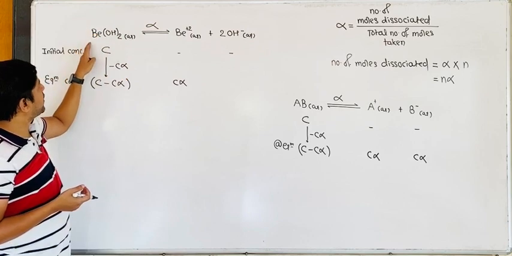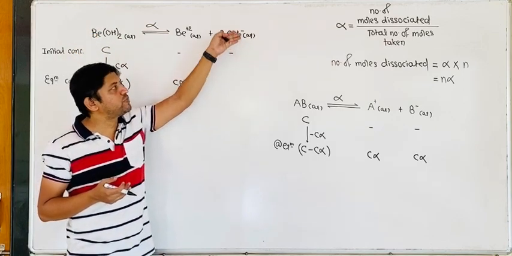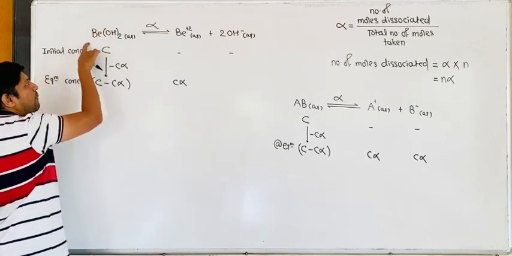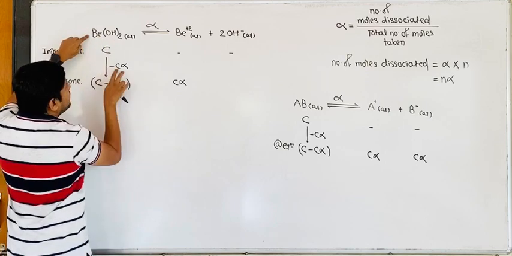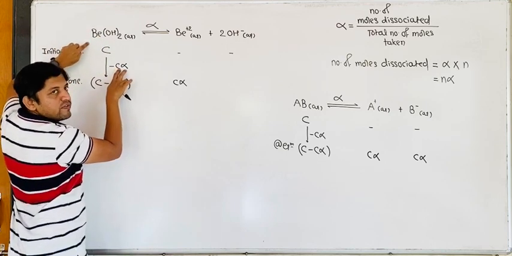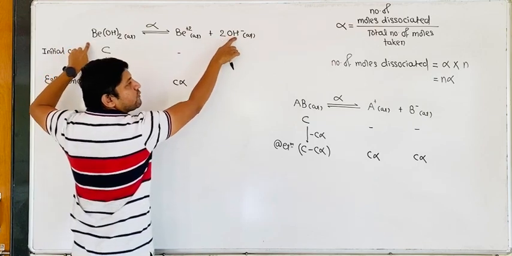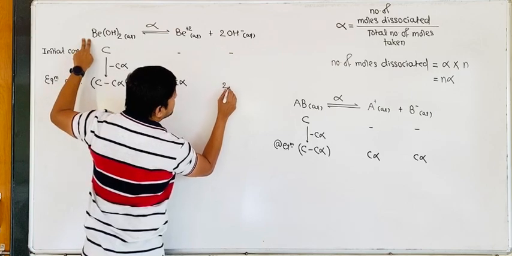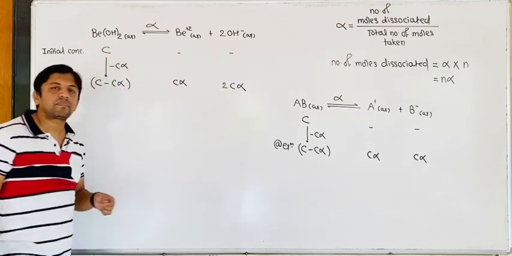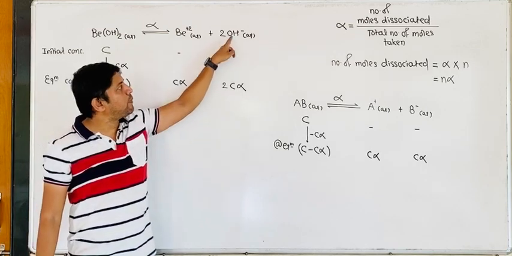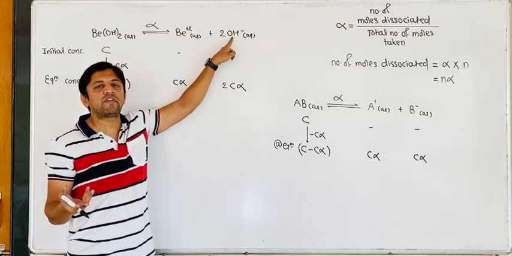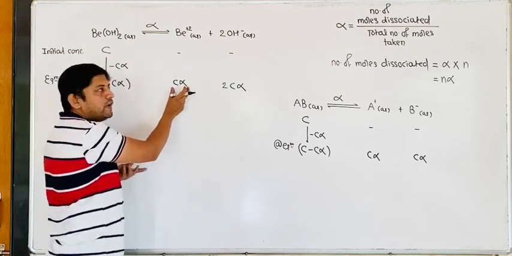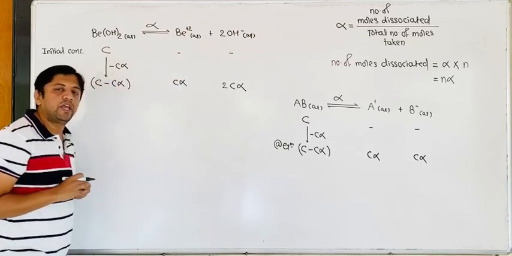For 1 mole of B(OH)2 consumed, 2 moles of OH minus ions are formed. Its rate of formation is twice the rate of consumption of B(OH)2. So when we consume C alpha moles of B(OH)2, twice that, 2C alpha, moles of OH minus will be formed. 2C alpha represents the concentration of OH minus ions at equilibrium, whereas C alpha represents the concentration of B2 plus ions at equilibrium.